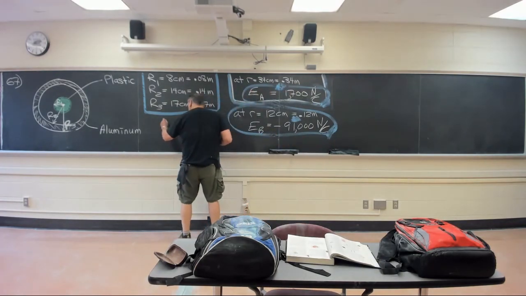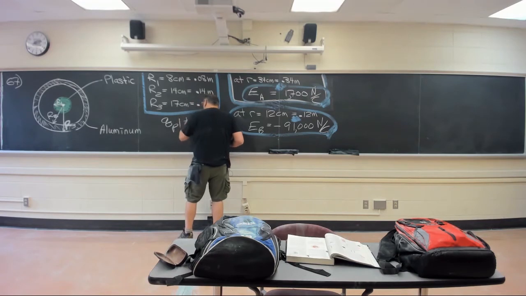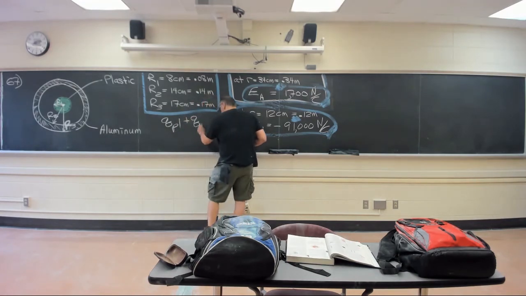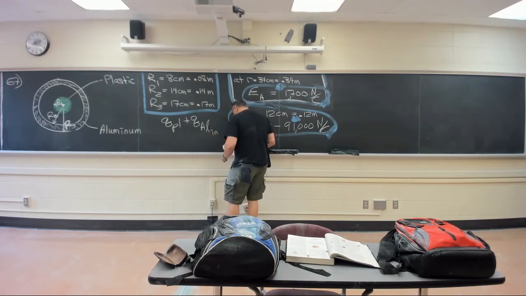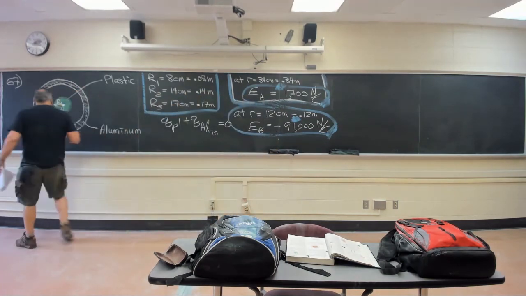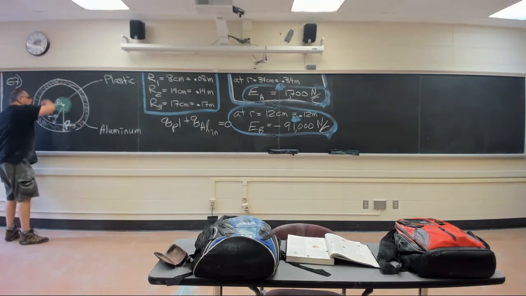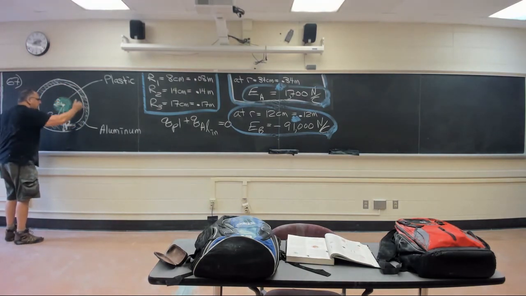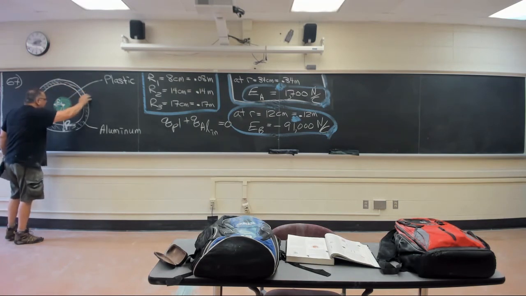We've got the Q on the plastic plus the Q on the aluminum on the inside, we're going to say is 0. The plastic is going to induce the oppositely charged. If it's net positive here, it's going to be net negative around the inner edge, and then net positive again on the outer edge equal to this guy, if there was no initial charge.